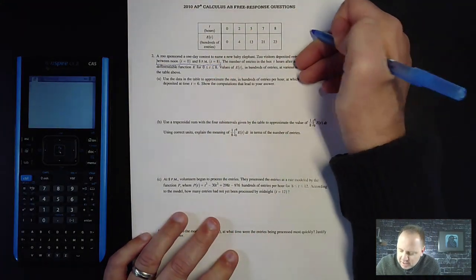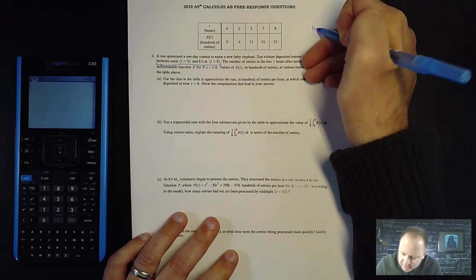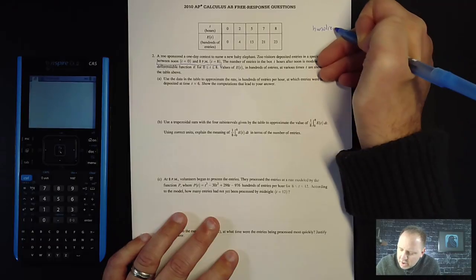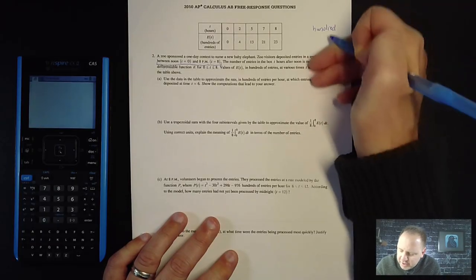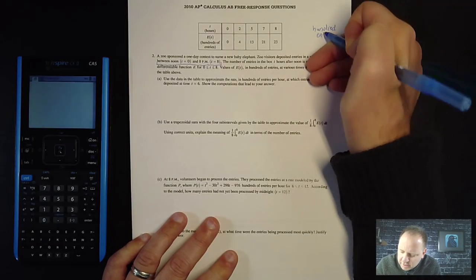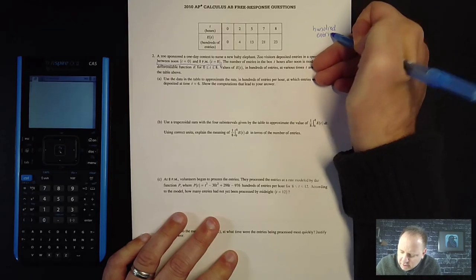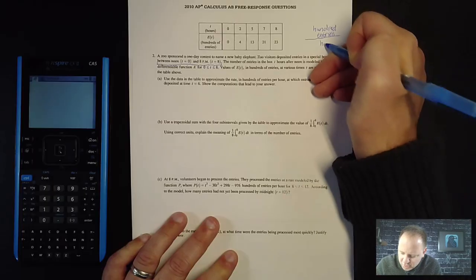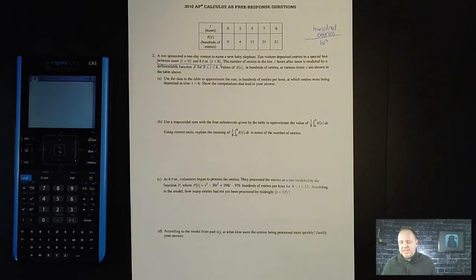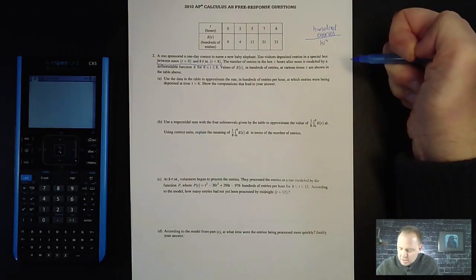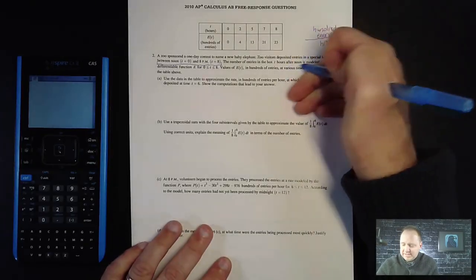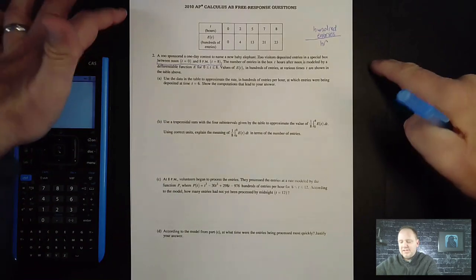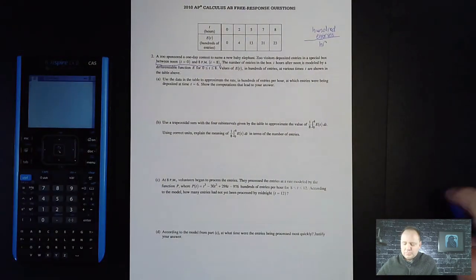It looks to me like our units are just from the table. If I want to do rate, it would be 100 entries per hour. That would be a rate, but this isn't a rate table. This tells you how many entries are in the box t hours after noon, and that's what this models. All right, so that's how they collected this data.